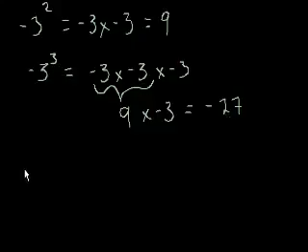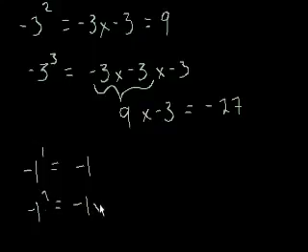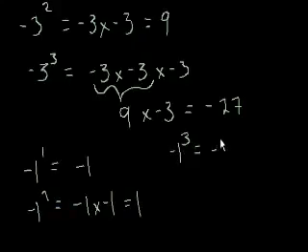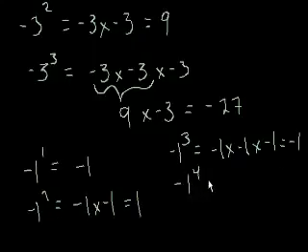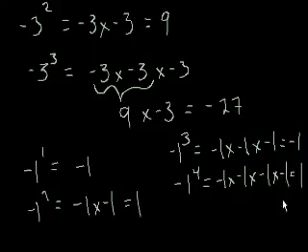Maybe this will hit the point home. So negative 1 to the first power, well, that just equals negative 1. Negative 1 to the second power would equal negative 1 times negative 1, and we know that that just equals 1. Negative 1 to the third power, well, that's negative 1 times negative 1 times negative 1. Negative 1 times negative 1 is 1, times negative 1, well, that's negative 1 again. And negative 1 to the fourth power is negative 1 times negative 1 times negative 1 times negative 1, and all the negatives end up canceling out, and you get a 1.